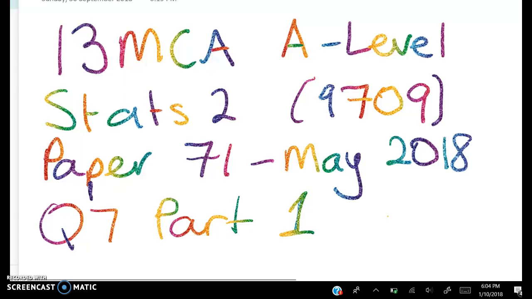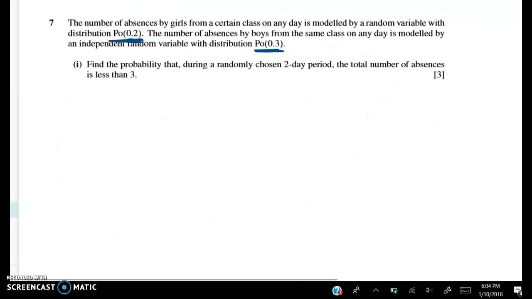Kia ora Year 12. This is the last question from the Stats 2 paper in the May 2018 A-level exam. I'm going to split this into two parts because it's worth 12 marks and it goes on for quite a while. It's all about the Poisson distribution. So we start off with a couple of probability questions and then we have some hypothesis testing.